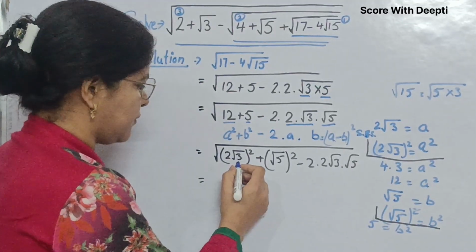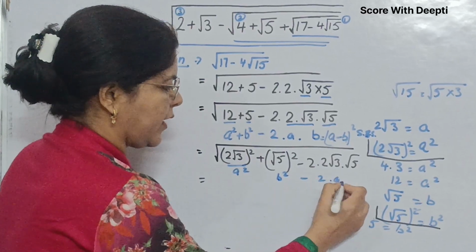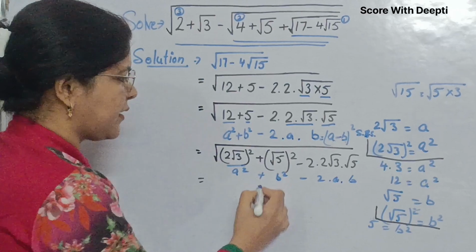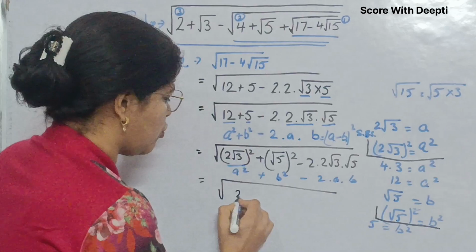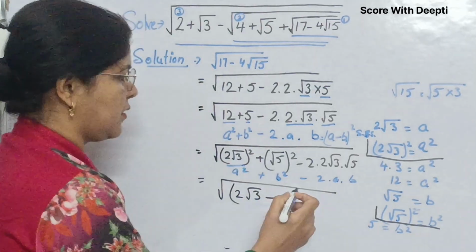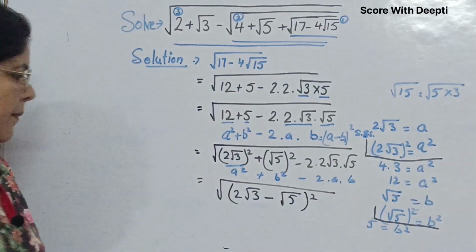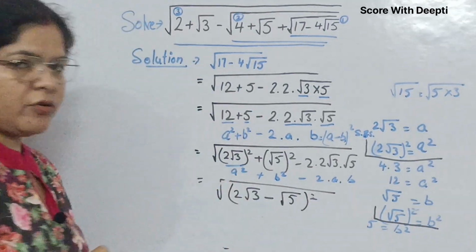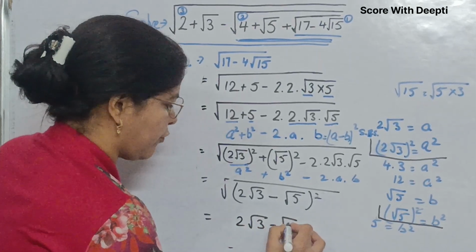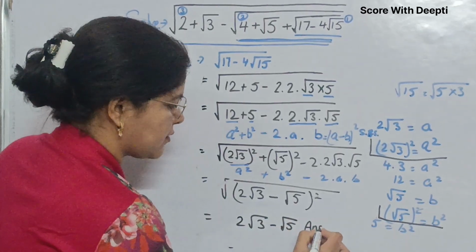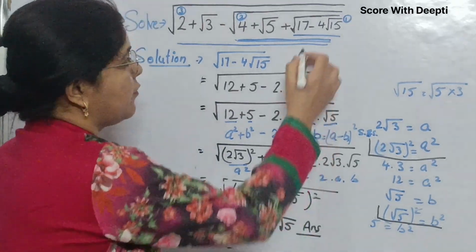Next, this is a square, this is b square, minus 2 into a into b. This can be written as a minus b whole square, where a is 2 square root 3 and b is square root 5, whole square. Next, this square cancels with the square root, and here we get 2 square root 3 minus square root 5. This is the answer of the first term.